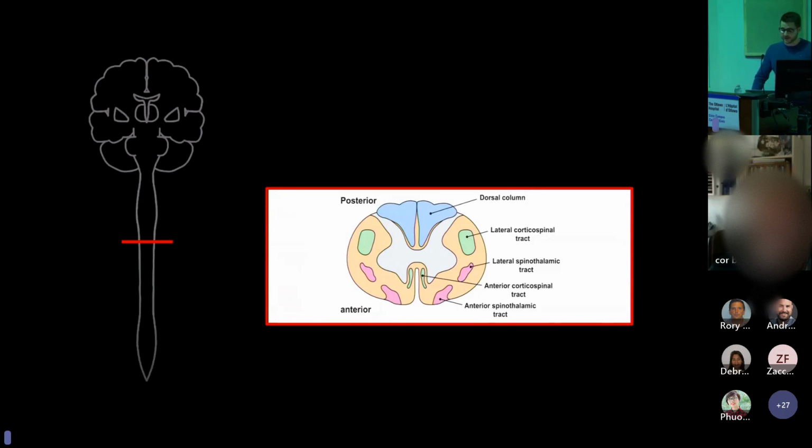Another way to think about this is to take a slice and think about the various columns. We have the posterior column that controls ipsilateral proprioception and vibration, the corticospinal tract that does ipsilateral motor, and the spinothalamic tract that does contralateral pain and temperature and crude touch. This framework can be useful, and it's often utilized to help understand what would happen if a portion of the spinal cord was damaged, such as an anterior cord syndrome or a hemicord syndrome. I do, however, find this a bit hard to remember at times.